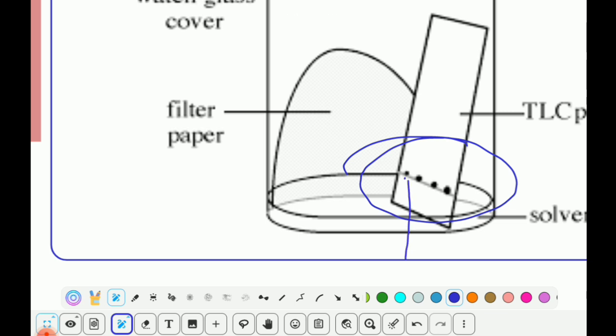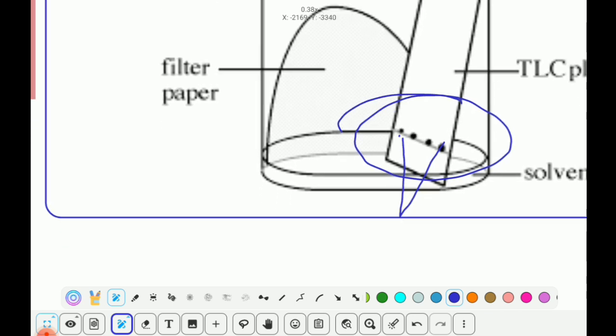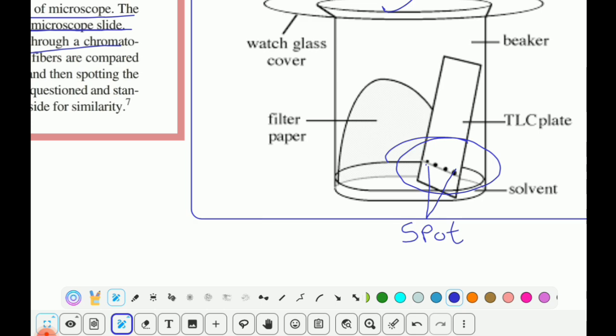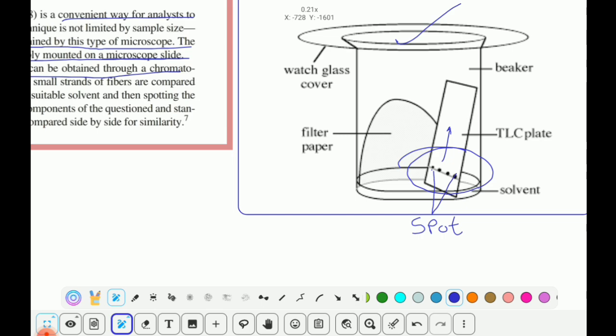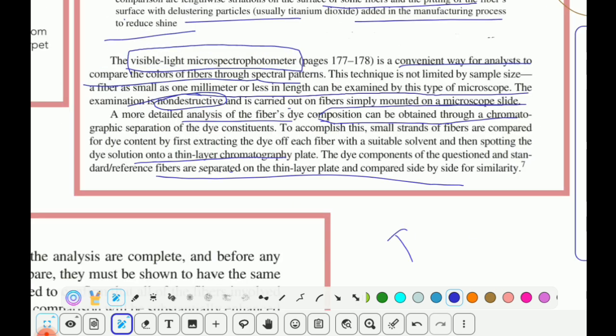Spotting will be done like this. Place it here, a drop will be placed here, and then put the entire plate in a suitable solvent. Wait for some time and you will observe that the dye will be automatically separated. So it can be used for making comparison. Just take two fibers, dip them separately, and separately spot them on the TLC plate and watch the distance which each covers, and you can calculate its retention factor as well.